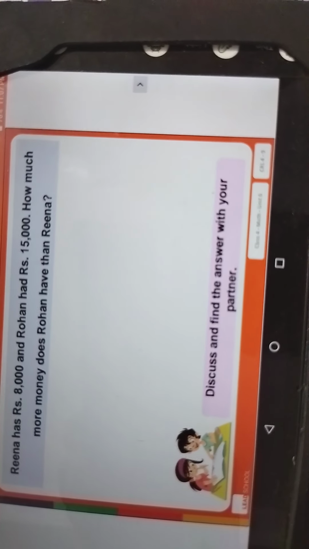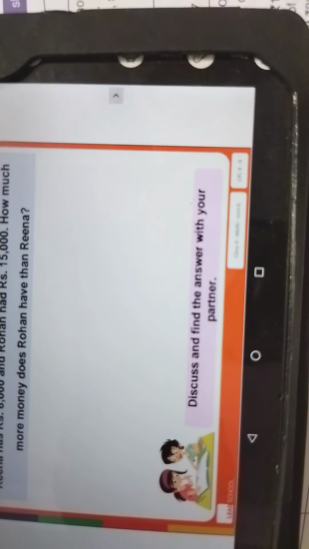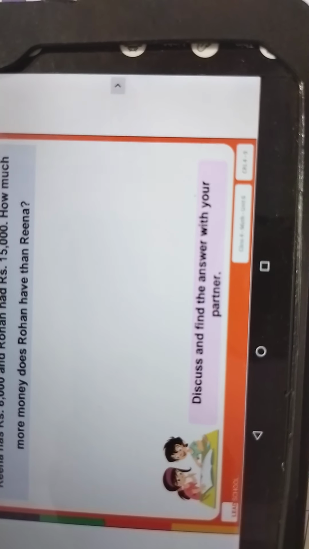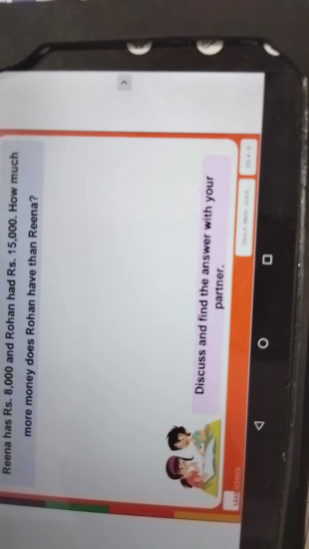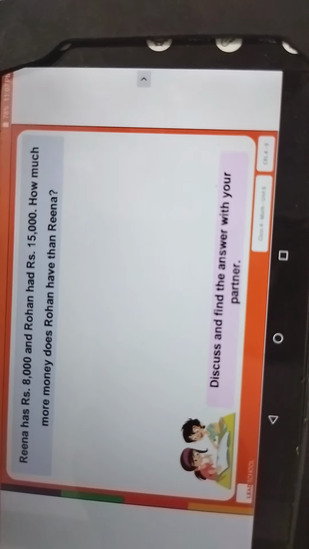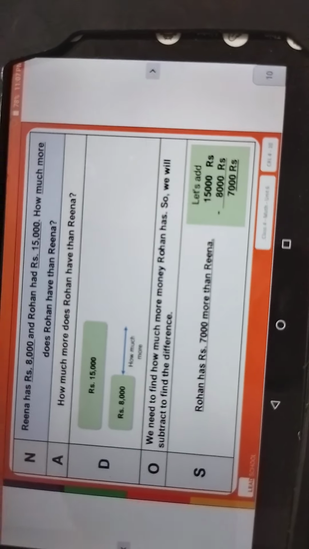How much more money? Here, which word are they using? The word "more". Which word are they using? How much more money does Rohan have than Reena? We have to find how much more money Rohan has than Reena. So what do we have to do here? We will use subtraction.